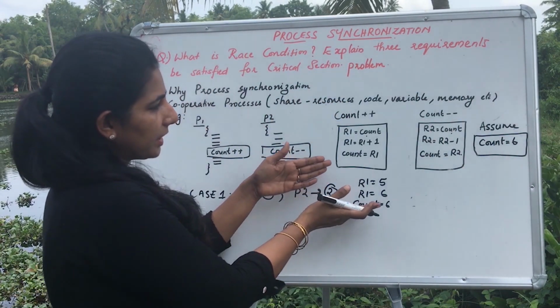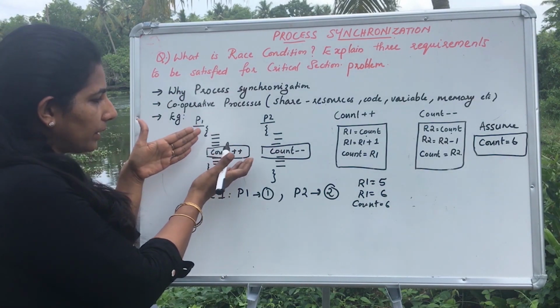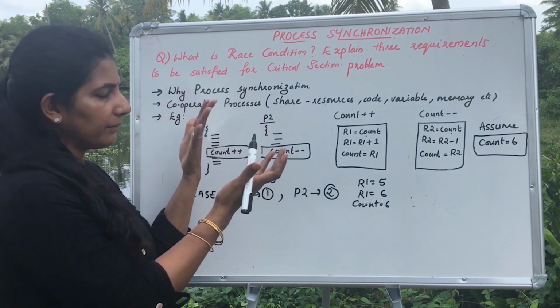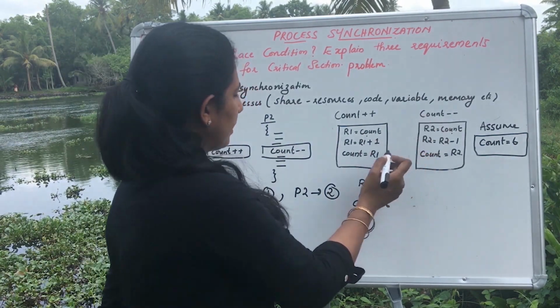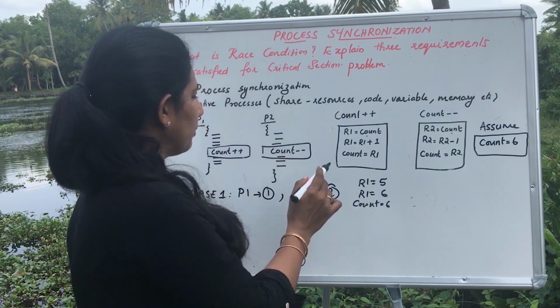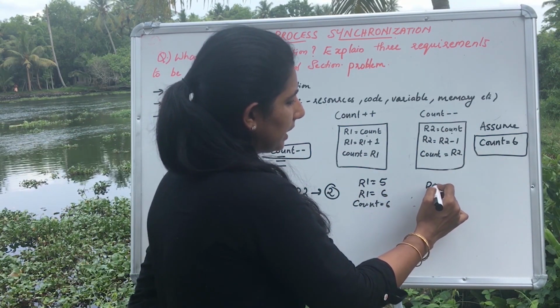Now after finishing the execution of this particular program 1, I am just bothered about this part and this part. I am forgetting all other parts in this particular example. Let's go for the execution of the shared part over here, that is with P2. And with P2, R2 is equal to count.